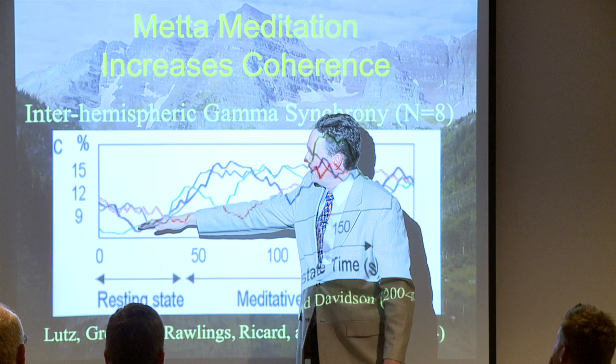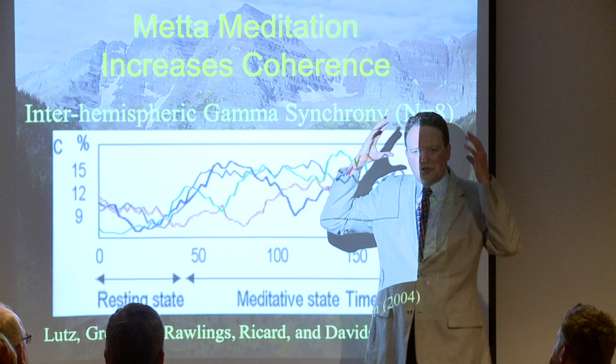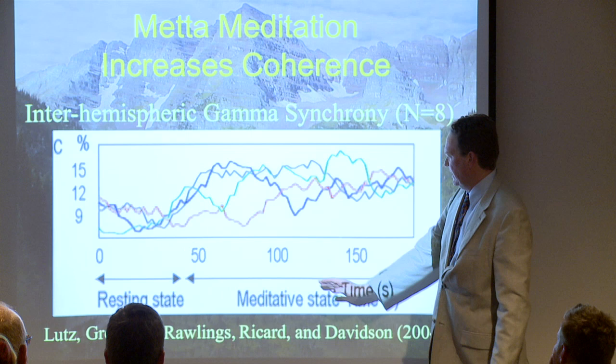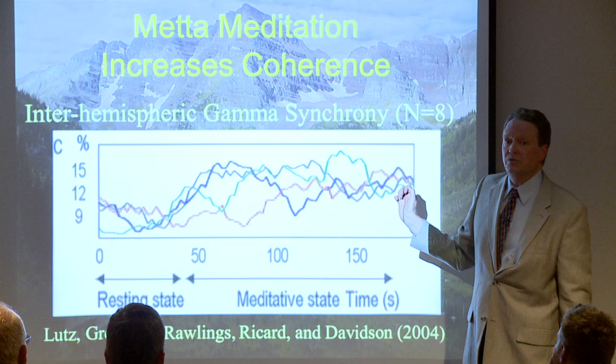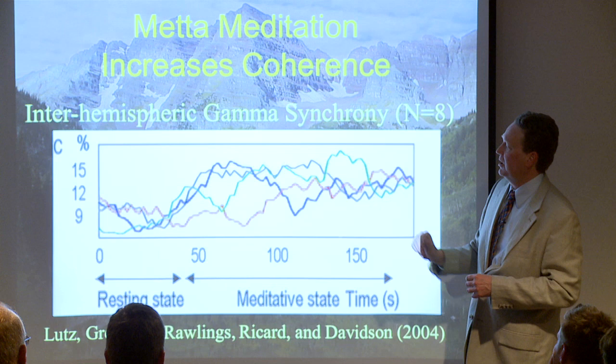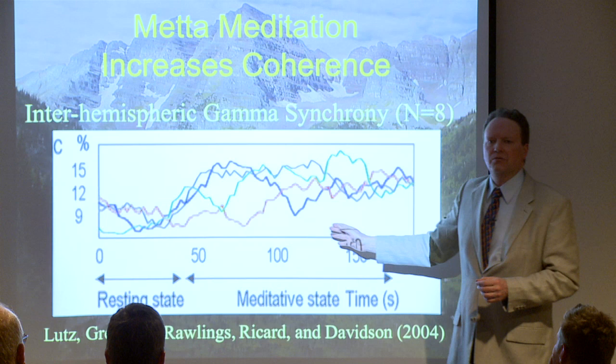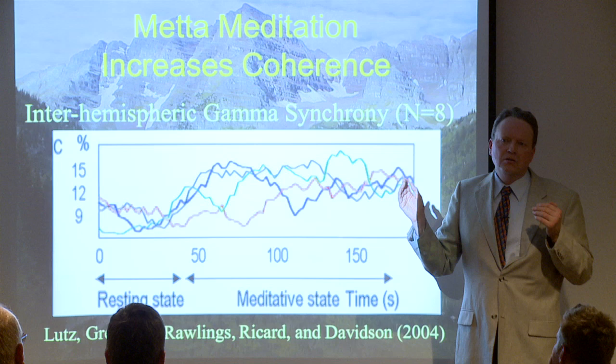The percent of gamma activity that's measurable on the scalp that is measurably synchronized between the left and right sides of the head hovers around 8, 9, 10%. During meditation, gamma increases in all four of these individuals, the gamma synchronization, that is, between left and right sides. So this is one of a handful of studies now that show quantifiably that the act of meditating, going from not meditating to meditating, can increase the coherent communication between the left and right sides of the brain.